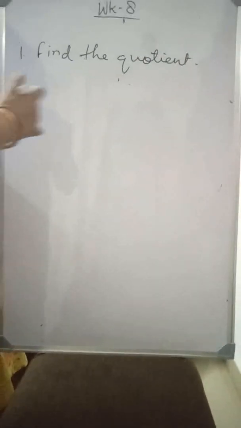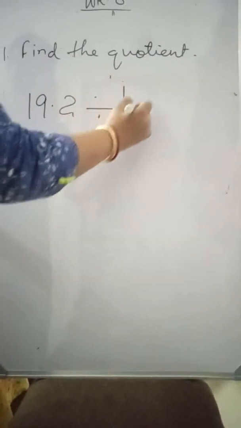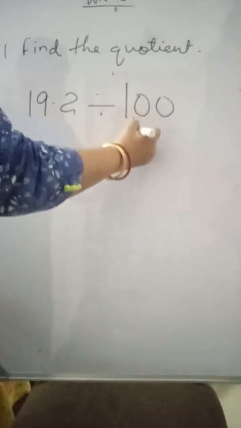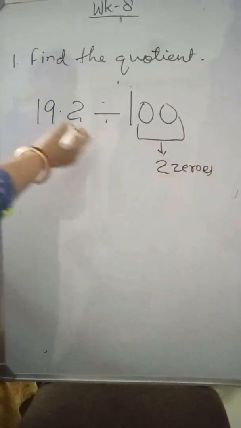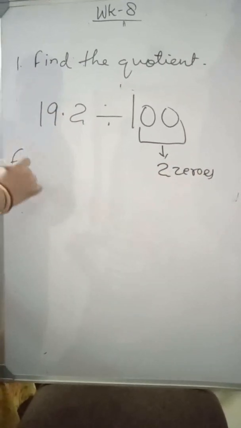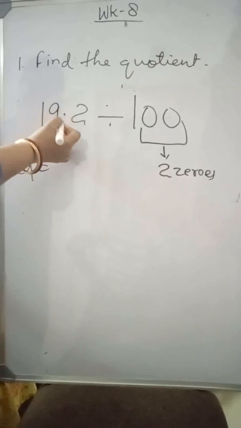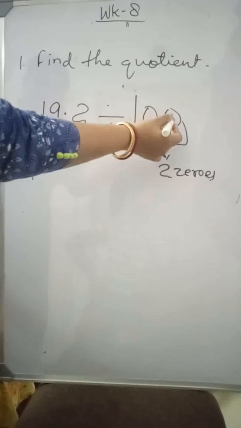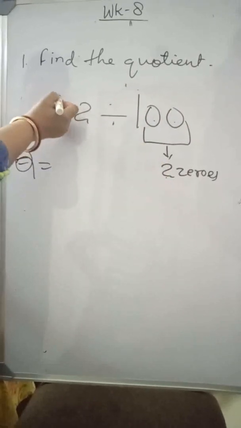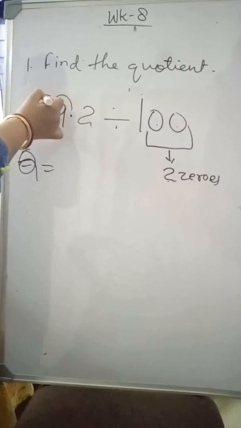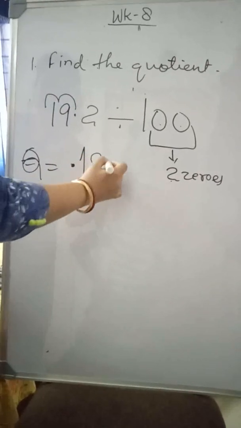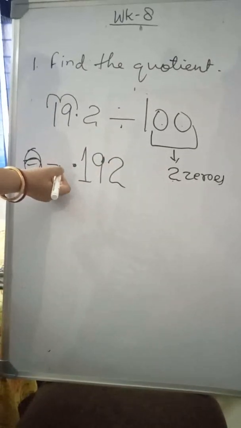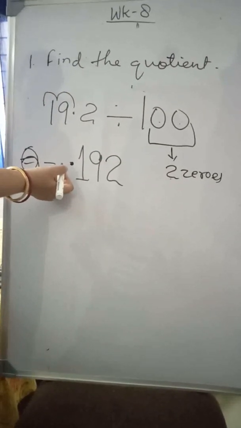Now come to another example. 19.2 divided by 100. Correct? So here in the divisor there are 2 zeros. So in the quotient, this decimal point will jump 2 places, since there are 2 zeros in the divisor. So this decimal point will jump 1, 2. So in the quotient this decimal will come over here, 0.192.